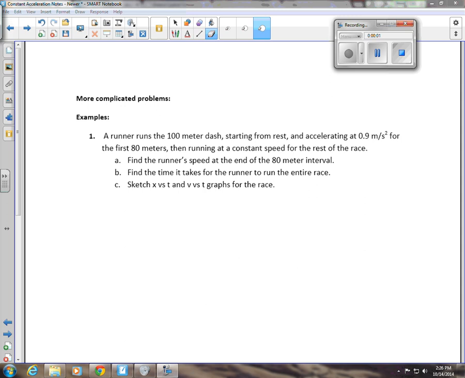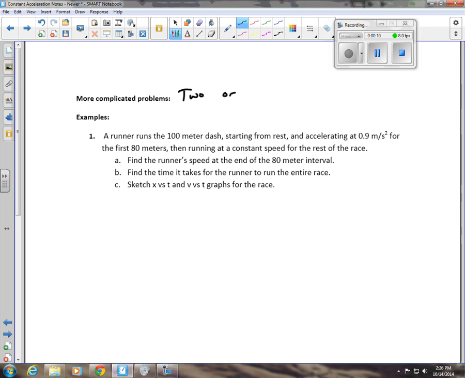We're going to start talking about problems that are a little bit more complicated than the ones we've been doing. What's going to happen is there are going to be two or more types of motion happening in the problem. You have to keep them separate. So here's an example. We have a runner running a 100-meter dash, accelerating for the first part, but then running at constant speed for the rest of it.